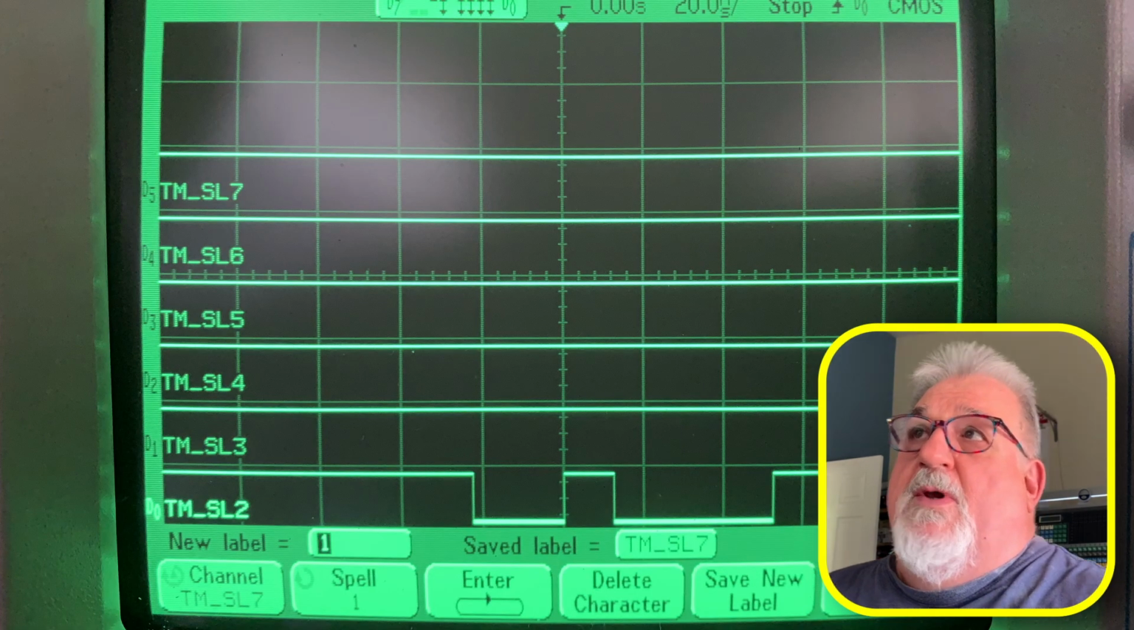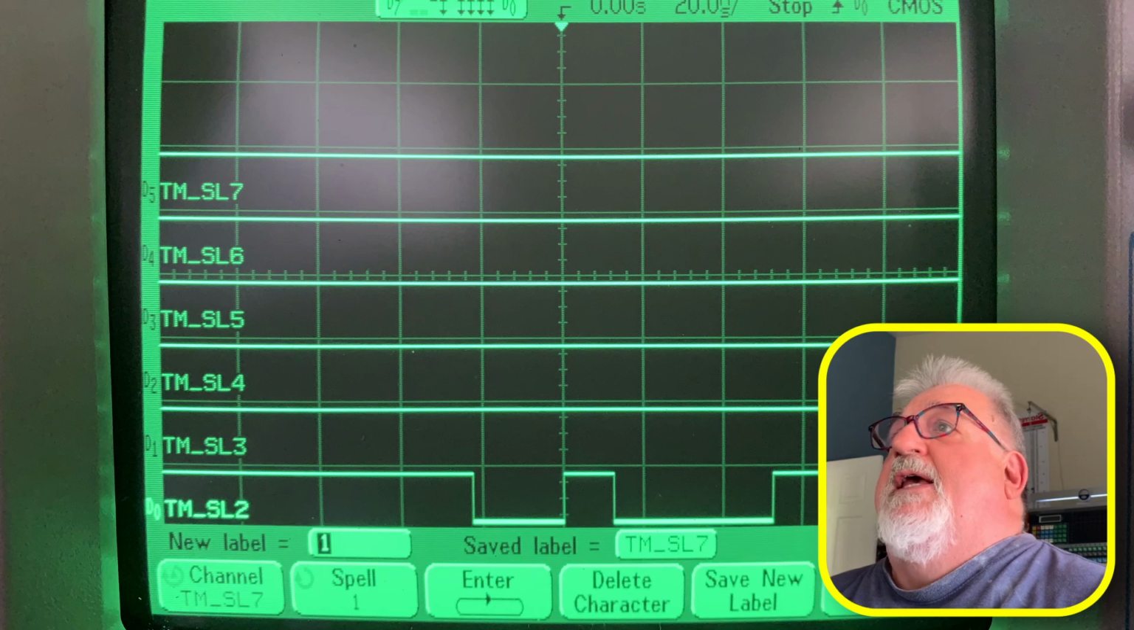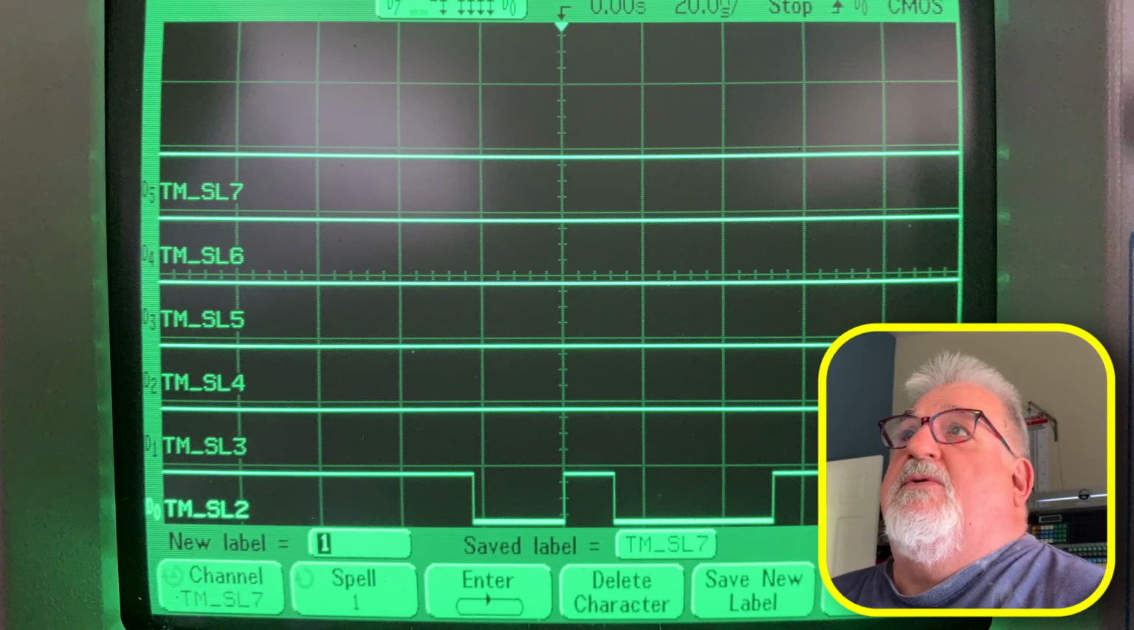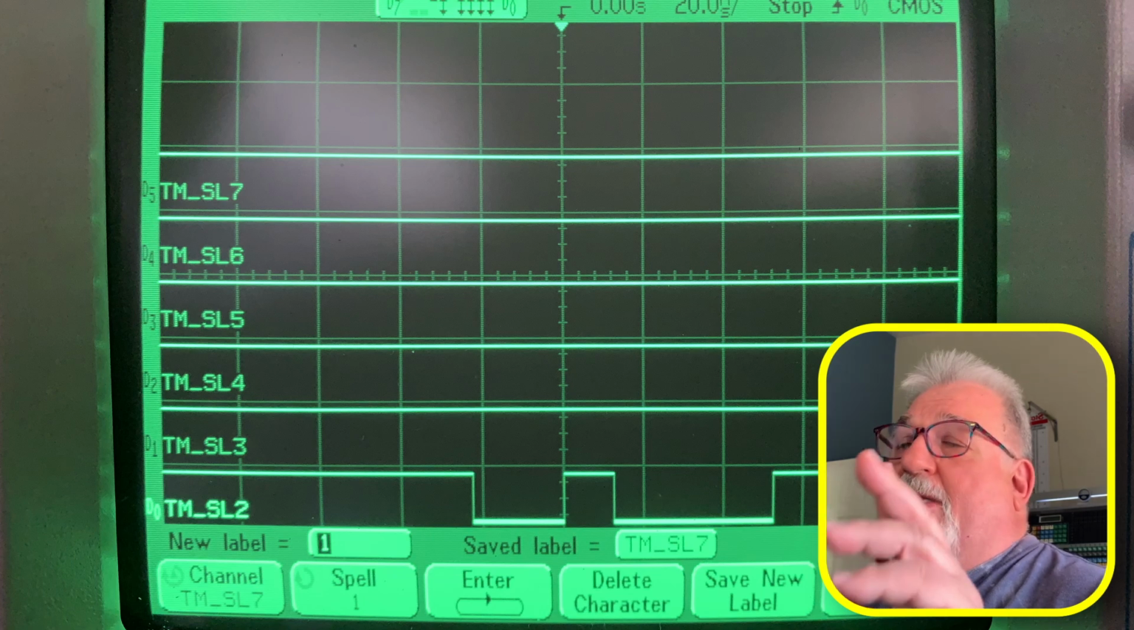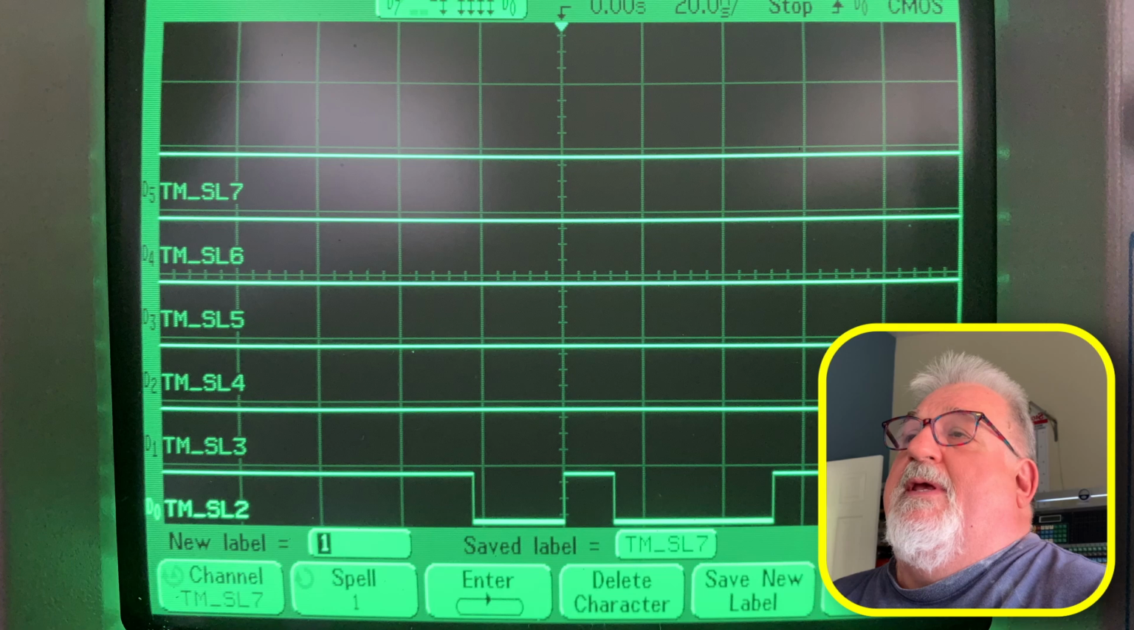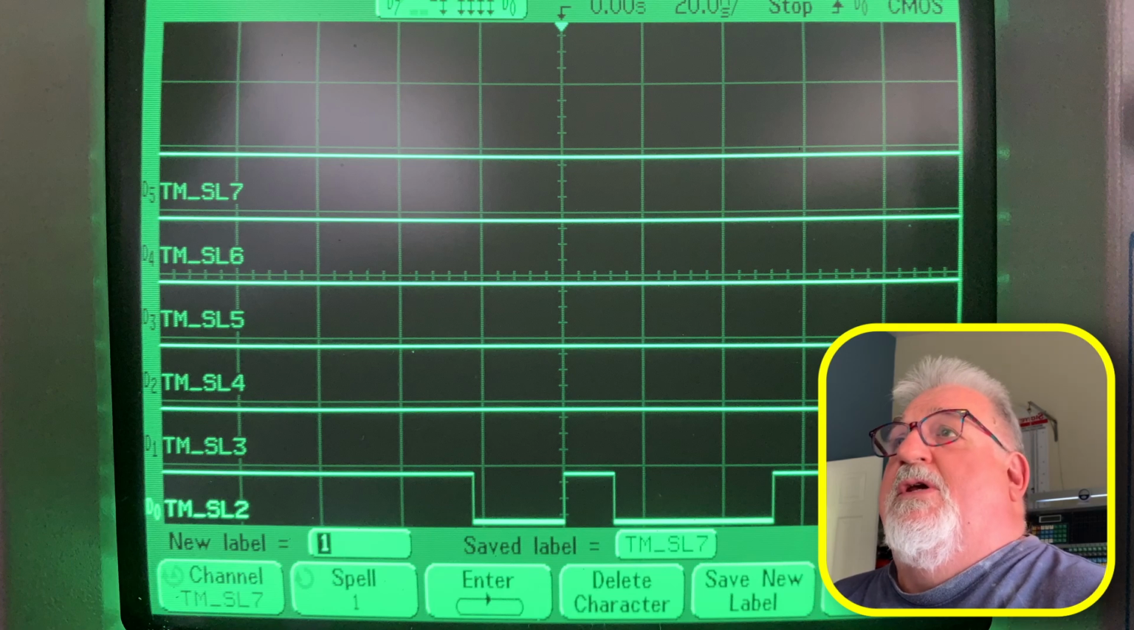Here's another one of the scope pictures, and in this case I'm just looking at these lines which were called SL2 through SL7, looking at them for activity when I do certain functions. So I could actually look at these lines. That's what they're labeled, right from the schematic, TM SL2, TM SL, like that. And so I'll either hit play or rewind or whatever and look at those lines to see what's going on with them.